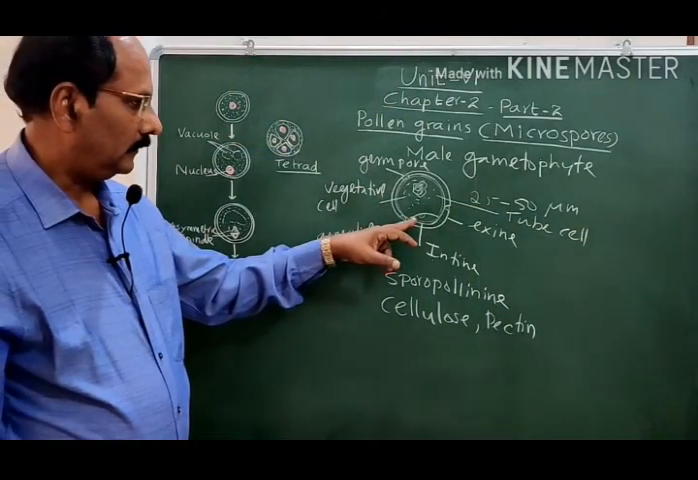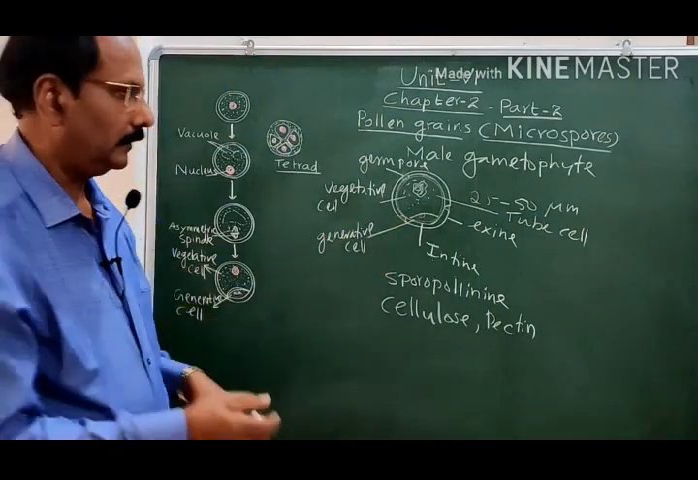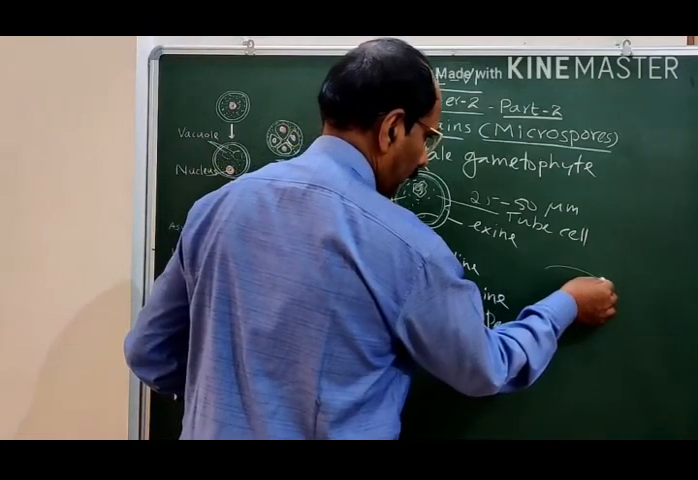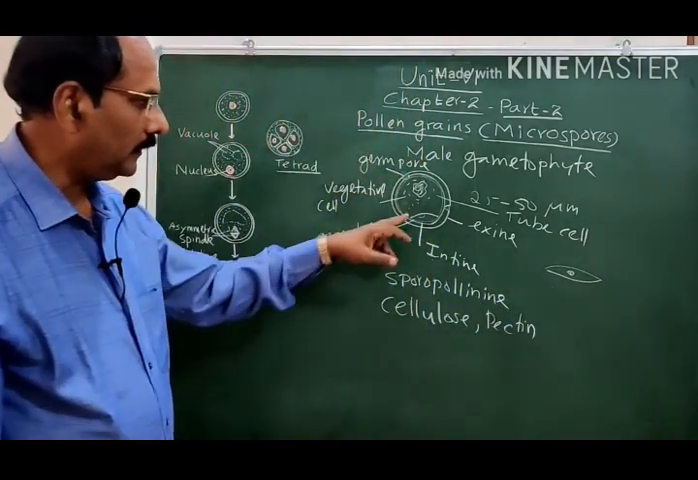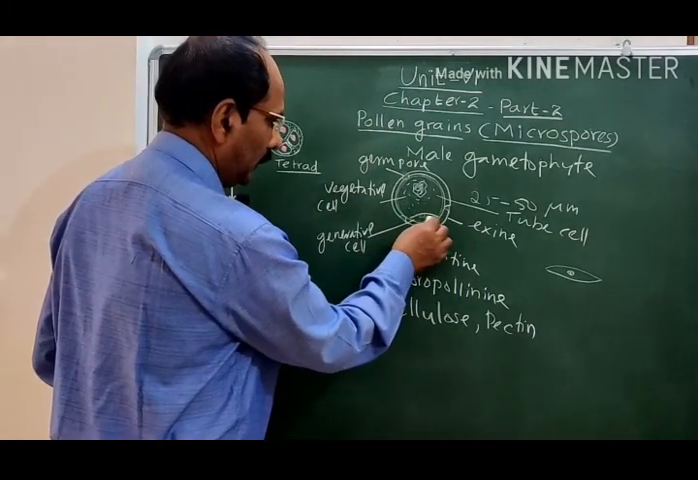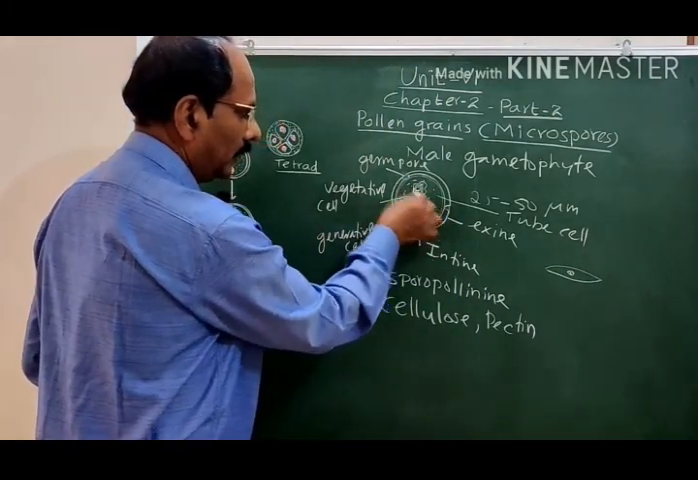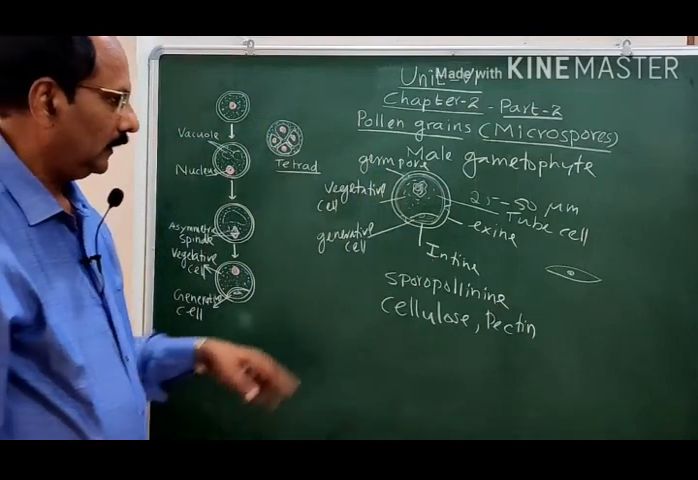And the generative cell is spindle shaped. Spindle shape means both ends are pointed, and the nucleus is present inside. It contains abundant cytoplasm and abundant reserved food materials. So it is spindle shaped.